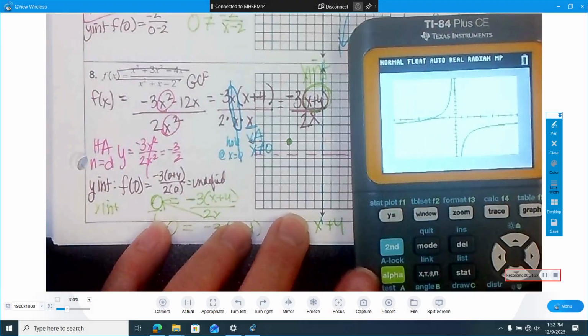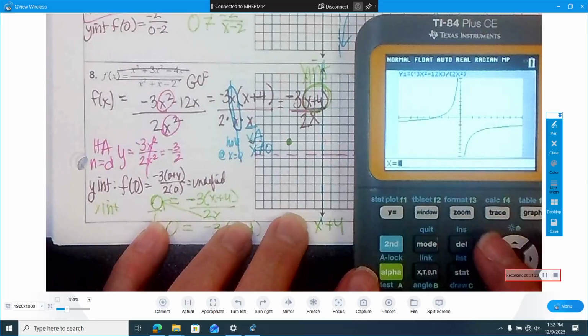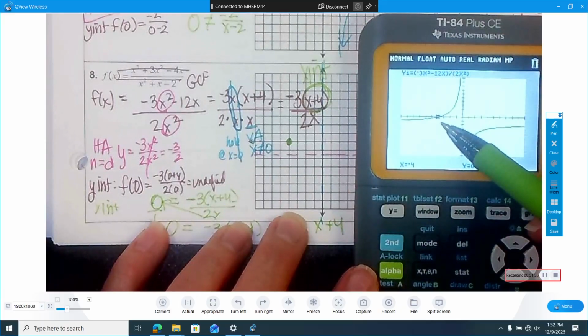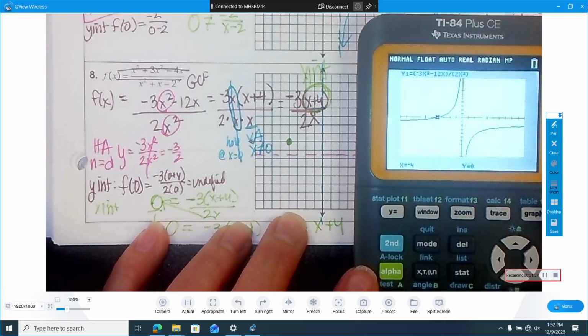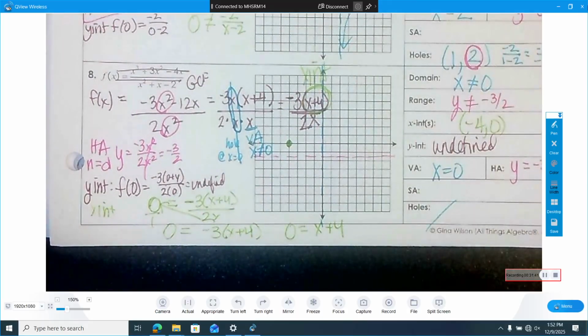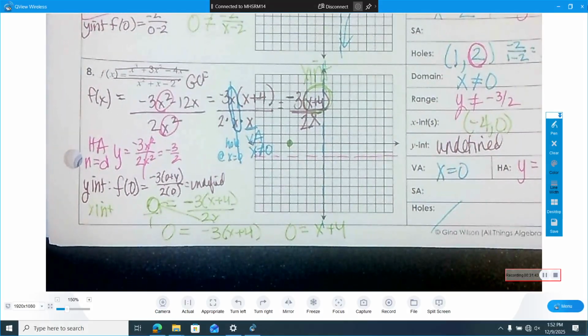Hey, look at that. I can trace and type in negative 4. Oh, no, that was a positive 4. Negative 4. There we go. There it is. There's my x-intercept right there. Negative 4, 0. Okay. How do you feel about that?